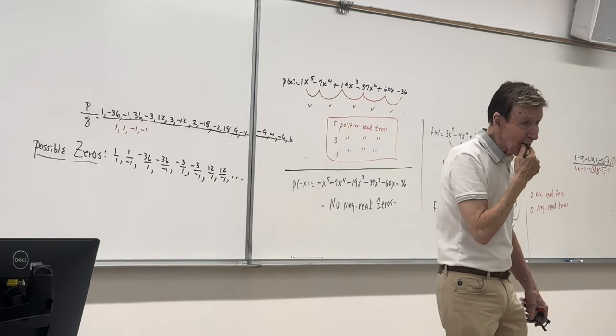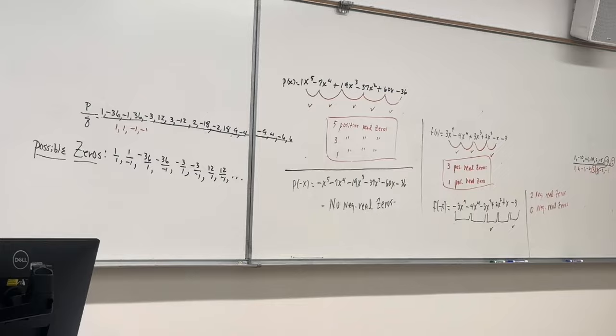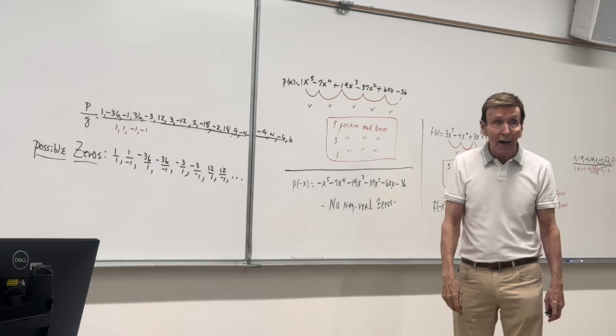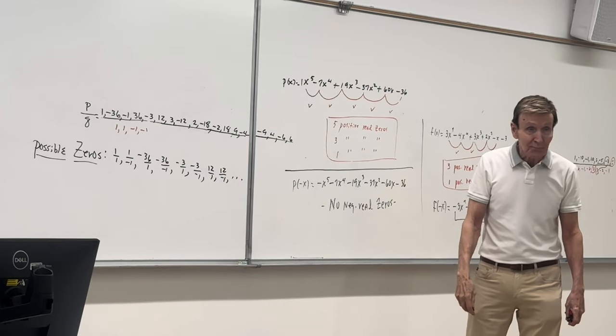Does anyone have a favorite positive? I'll test it. 6. Ooh, okay, that's very large. I'm not saying it wouldn't work. Leo? 3. You think 3 works? Okay. Now, I'm not saying Leo's right. I'm not saying 6 is incorrect. Leo, I'm good. But I don't think I want to do this.